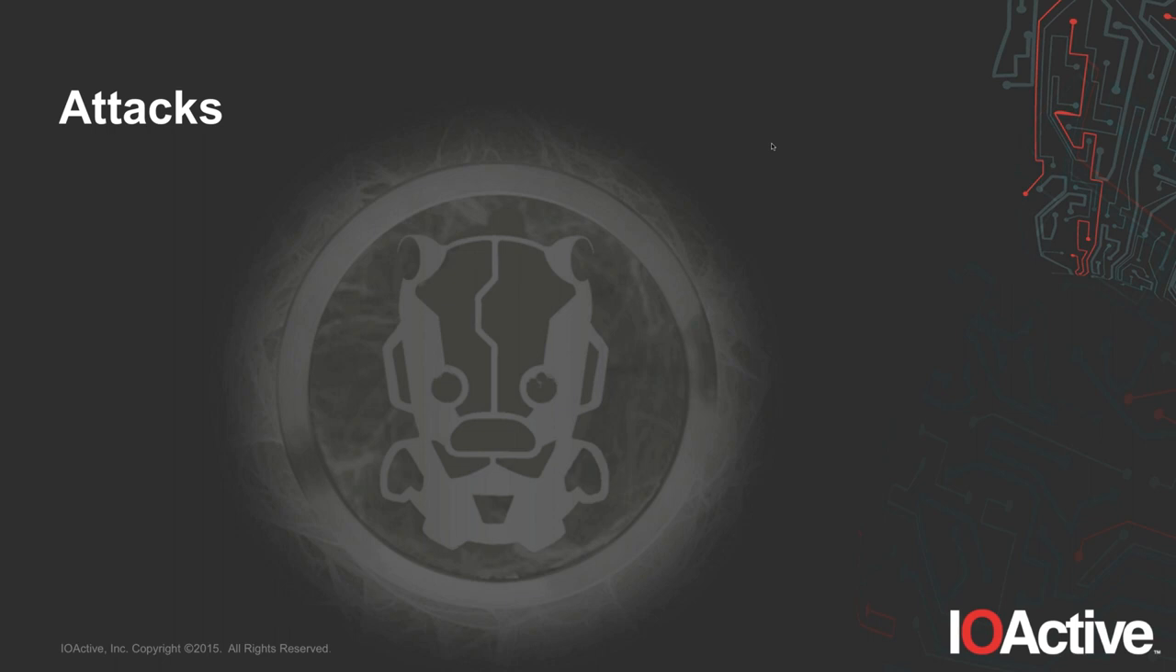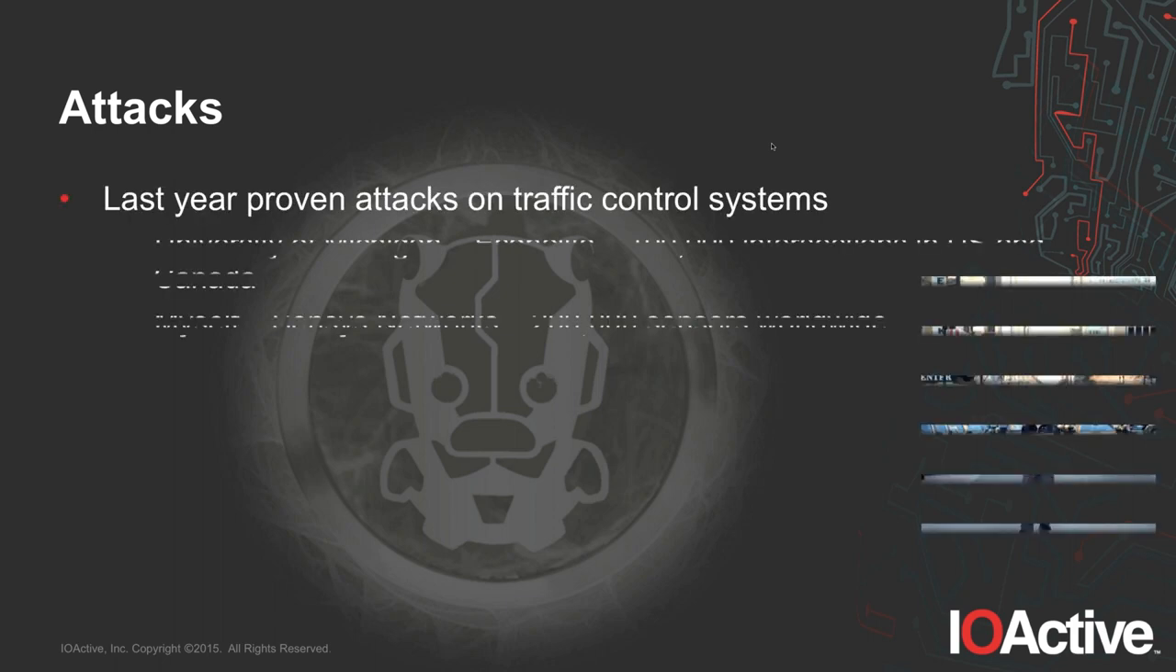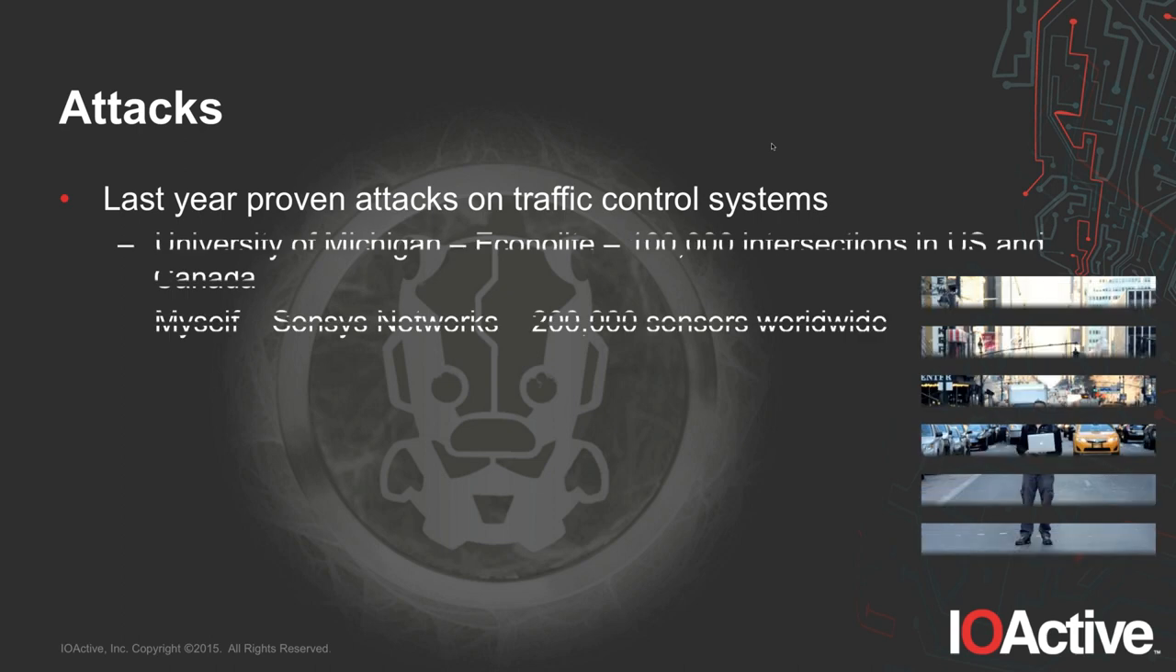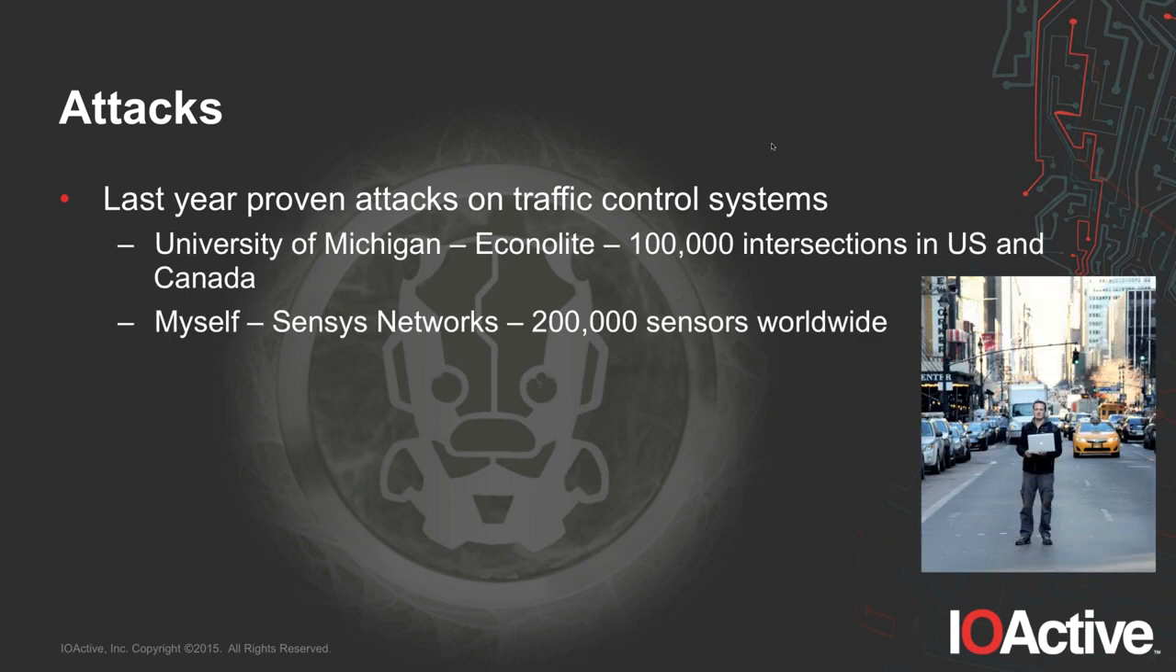So let's see now some possible attacks based on all these problems we just saw. Last year I did this research on traffic control systems, and also independently the University of Michigan did research on other technology also used for traffic control. Both technologies were vulnerable, allowing traffic lights to be manipulated from meters away, etc. It was proved last year.